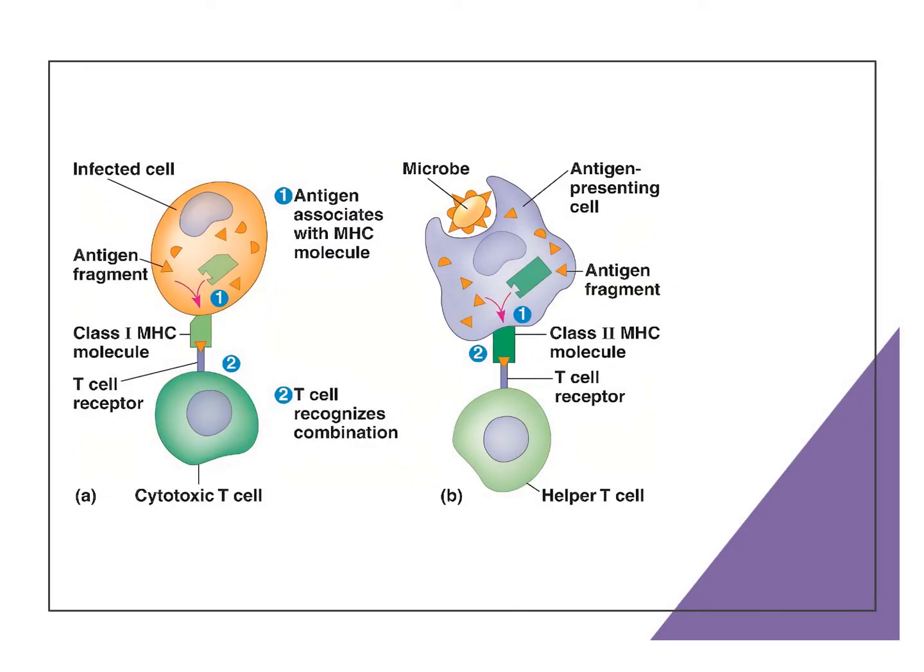With the help of this diagram, we can analyze the formation of MHC type 1 and type 2 molecules. On the left hand side, we can see the antigen associated with the MHC molecules, and the T cell recognizes the combination. This is the cytotoxic T cell, which recognizes the MHC class 1 molecule and destroys the cell via granzymes, or by secreting perforins.